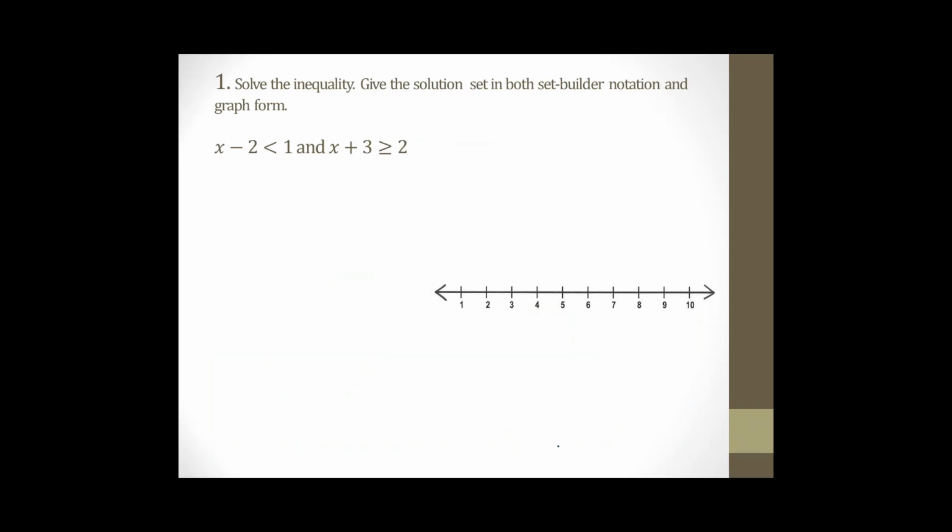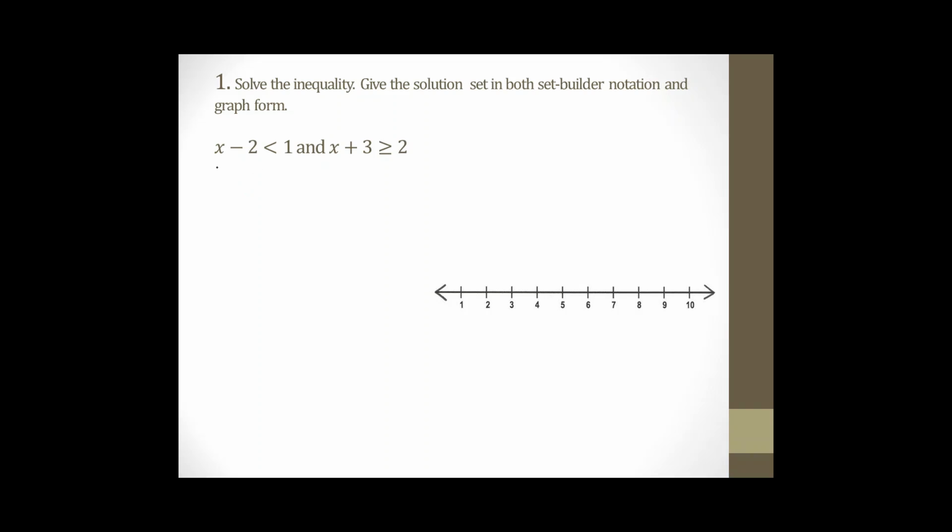So this is question number 1 on our study guide, and it says solve the inequality and give the solution set both in set builder notation and in graph form. When you have an inequality with an AND statement, you basically solve the two inequalities separately. So you need to isolate the variable, which means we're going to solve for x on both sides.